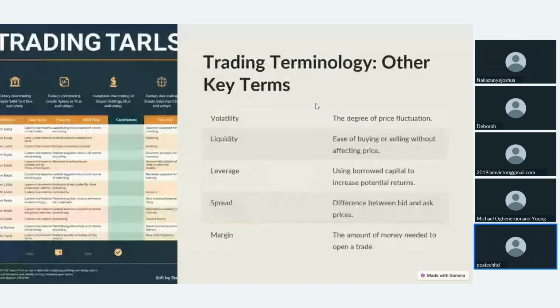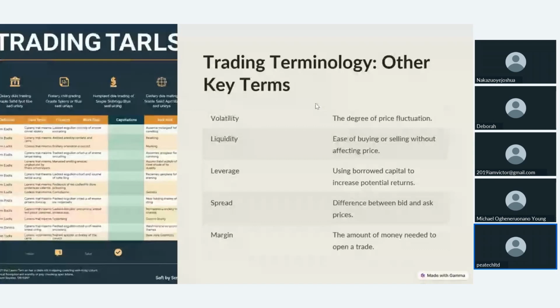Then we also have some other terms like volatility, which is the degree of price fluctuation. I showed you what volatility is on Monday when I was showing you the chart, the movement of the price fluctuation, right? As the price is fluctuating, you see 1, now you are seeing 5. Next time you are seeing it has gone to 20. Those price fluctuations are called volatility.